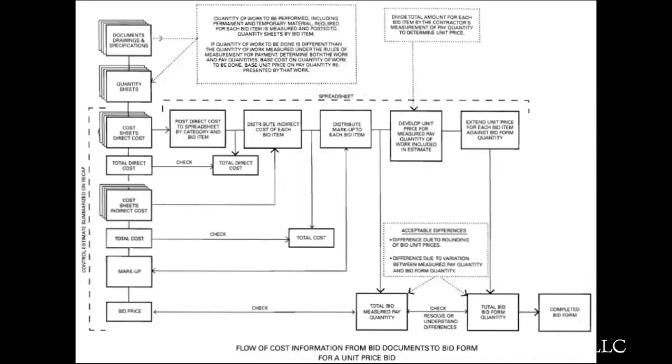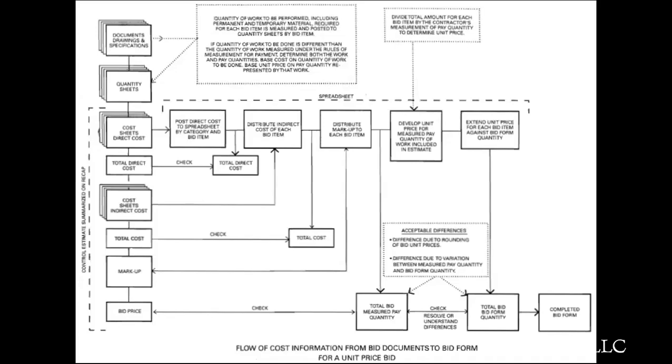Now, so far, we've talked about the upper left of this chart. We've talked about the quantity sheet. We've talked about the cost extension sheet just inside the dotted line. And we've talked about the recap sheet, which is basically that total direct cost box you see. And that's going to be available for each bid item.